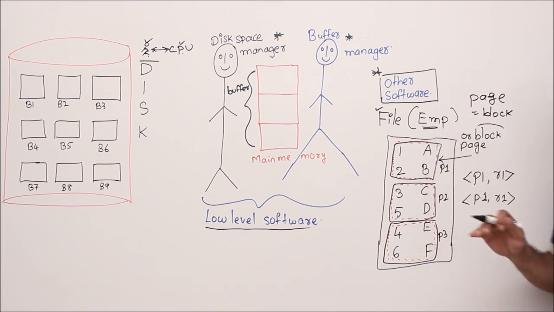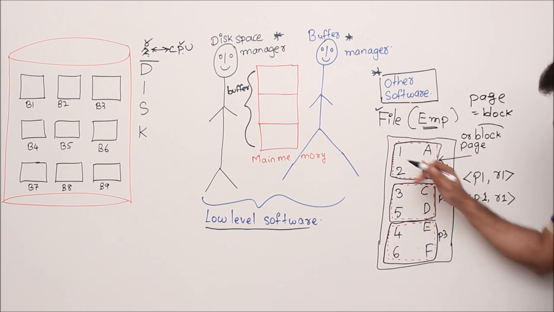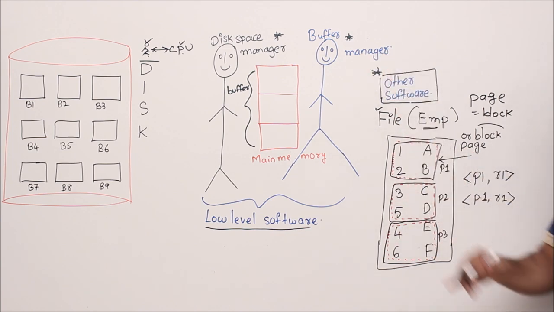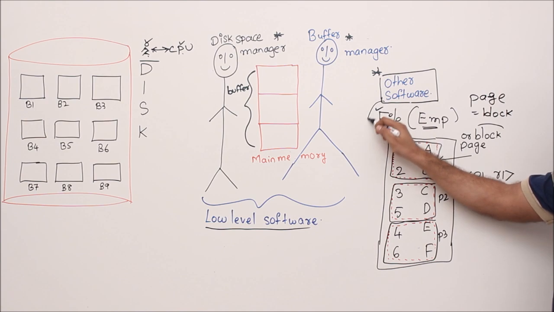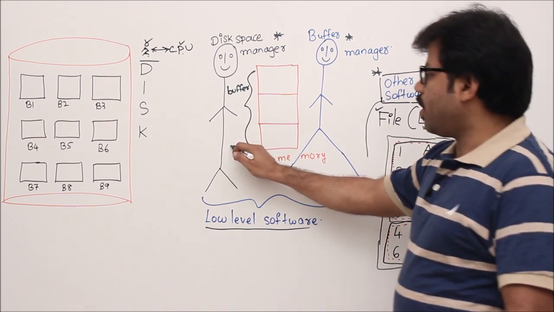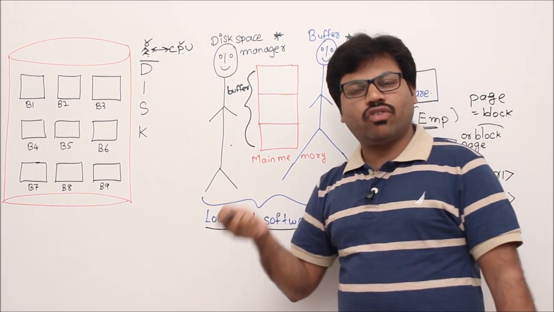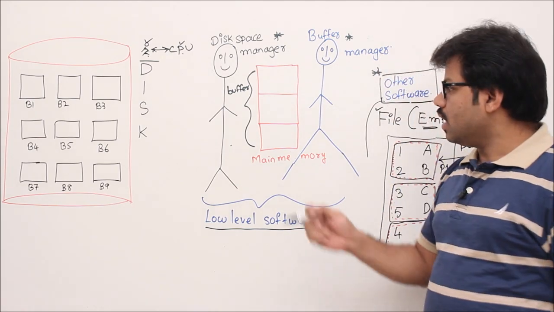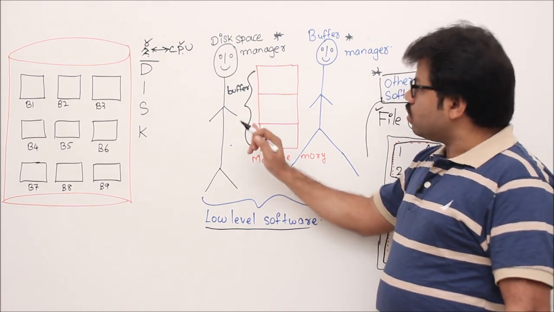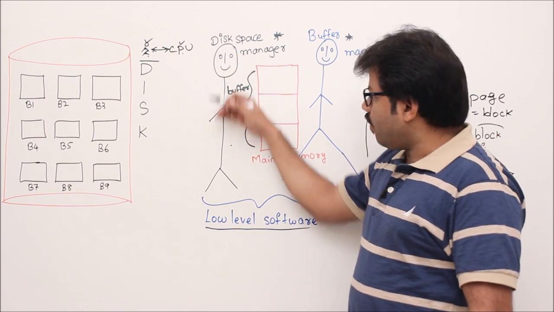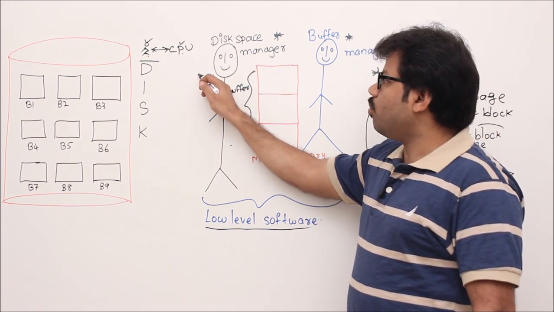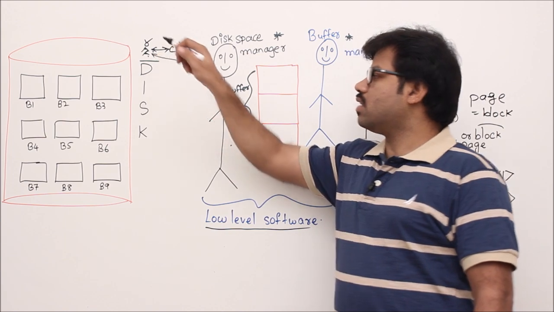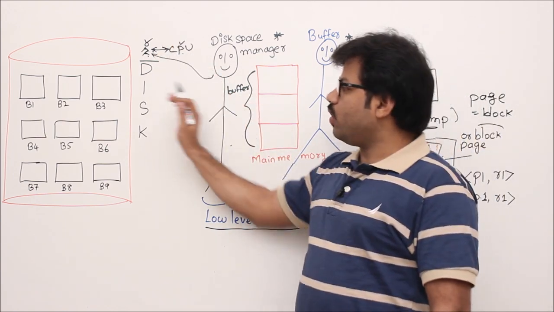Now let's say you have multiple pages, then the question is how this software stores them in the disk. For that, this software will consult Mr. Disk Space Manager. This Disk Space Manager, of course, is again part of the DBMS. He will know how to communicate with the disk controller, and otherwise how to communicate with the disk, and for that he will have instructions.